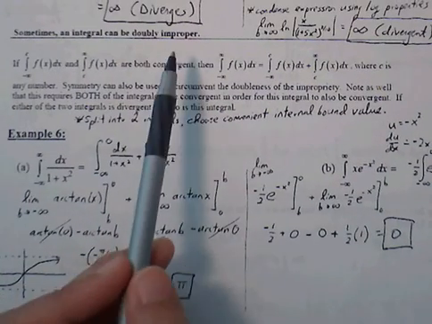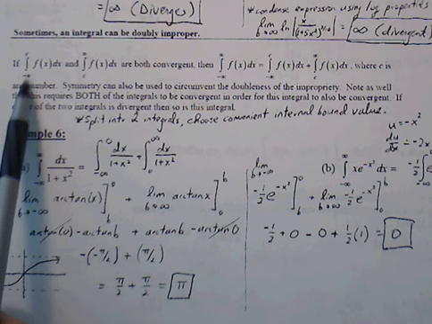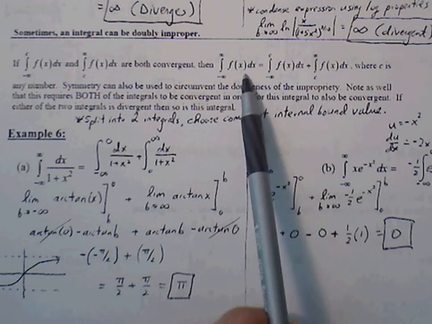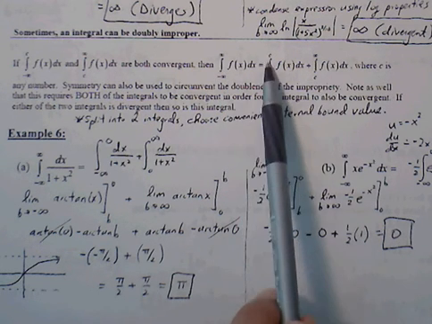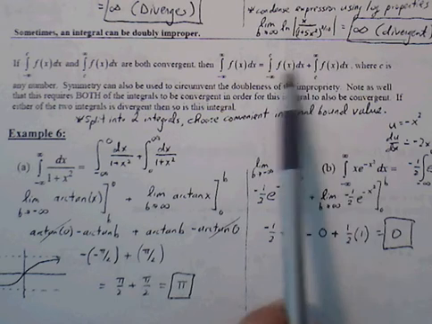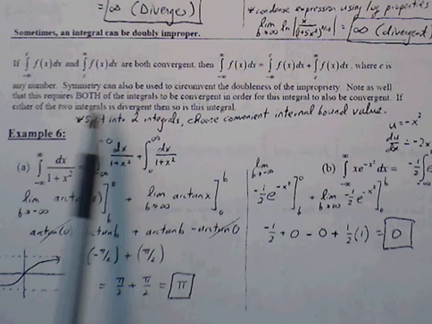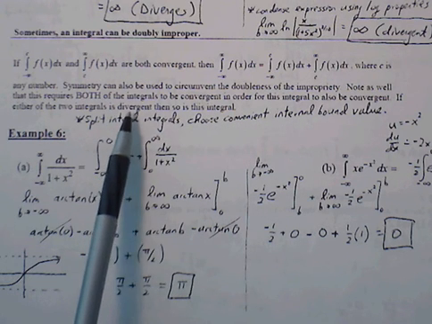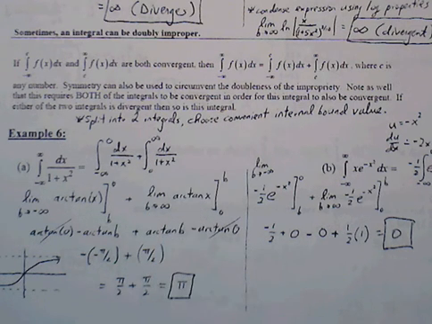Okay, sometimes the integral can be doubly improper. So if the improper integral from negative infinity to c and the integral from c to infinity are both convergent, then we know that negative infinity to infinity is equal to negative infinity to c plus c to infinity. So sometimes if we have both bounds being infinity, we can find an appropriate constant, and then we can find the integral of both separately. Symmetry can also be used to circumvent the doubleness of the impropriety. Note as well that this requires both integrals to be convergent in order for this integral to also be convergent. If either of the two integrals is divergent, then so is the total, then so is this integral in general.